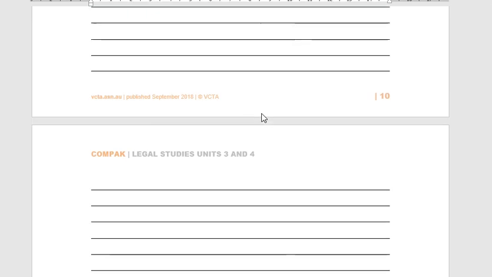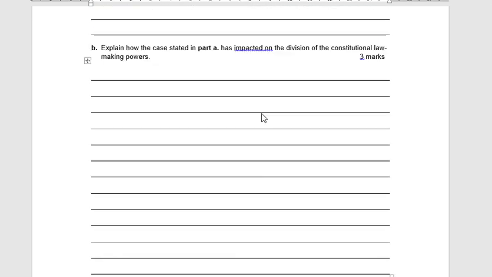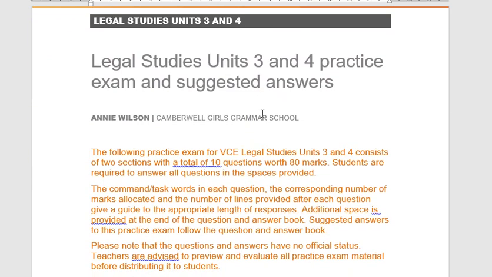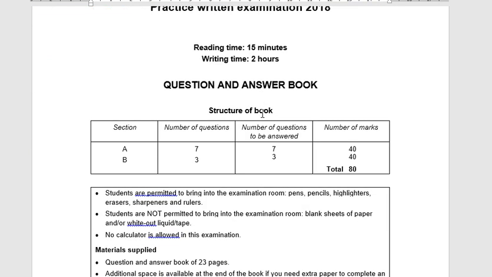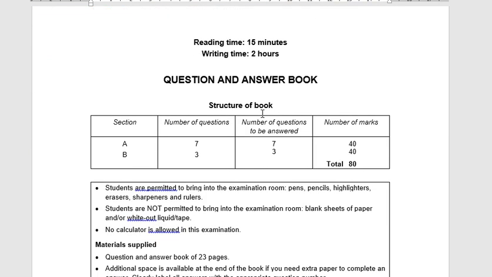Yes, it is. Okay, I'm running out of time, so I want to move on to stage 2 of my reading process, and that is to put in time restraints. Now, after every 30 minutes, I want to see where I'm up to. So I know that because there's 80 marks and it goes over 2 hours, then 20 marks should be a half hour's worth.